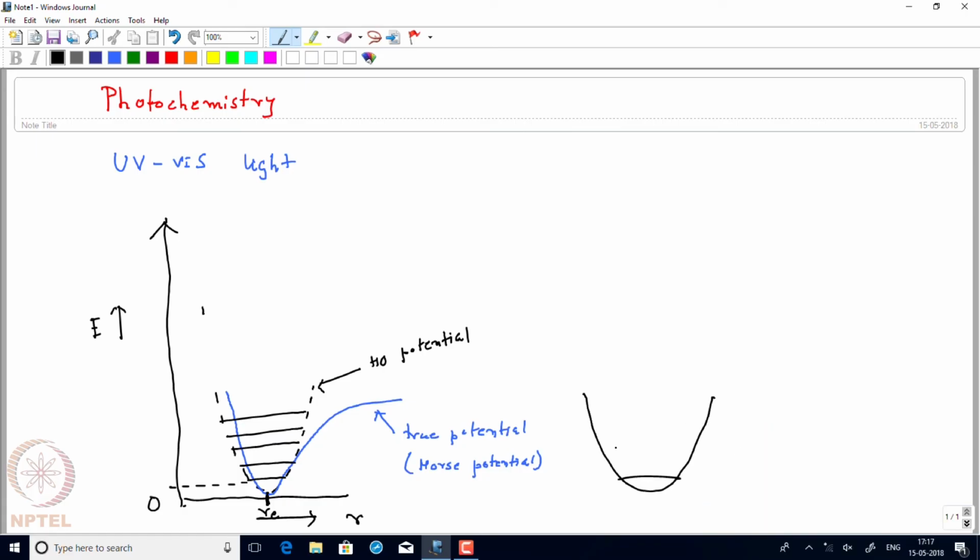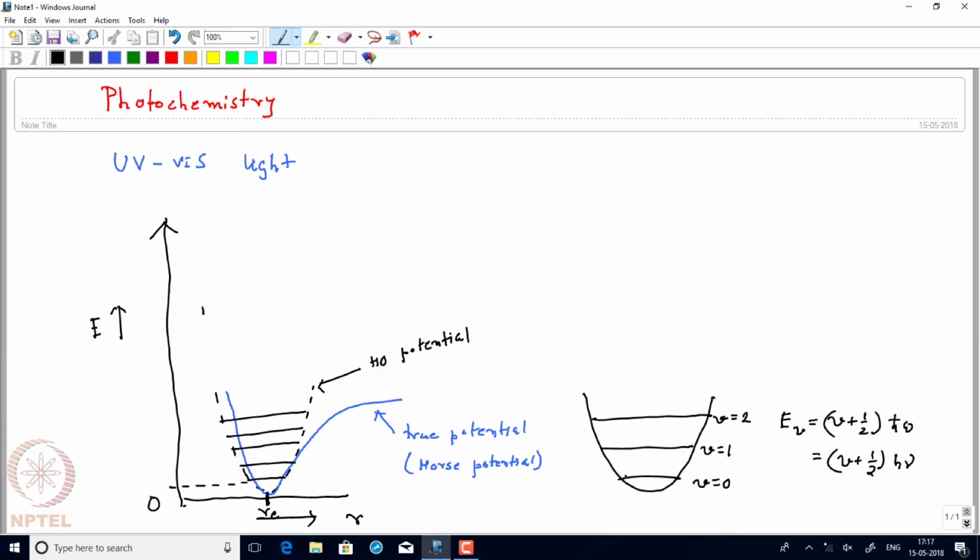Suppose this is the zero point energy, this is the V equal to 1 energy, this is V equal to 2 energy. So this is V equal to 0, V equal to 1, V equal to 2, where V is the vibrational quantum number, and the energy expression is (V plus half) h bar omega, where omega is the angular frequency, or you could write it in terms of the circular frequency. Then we write it as h nu.